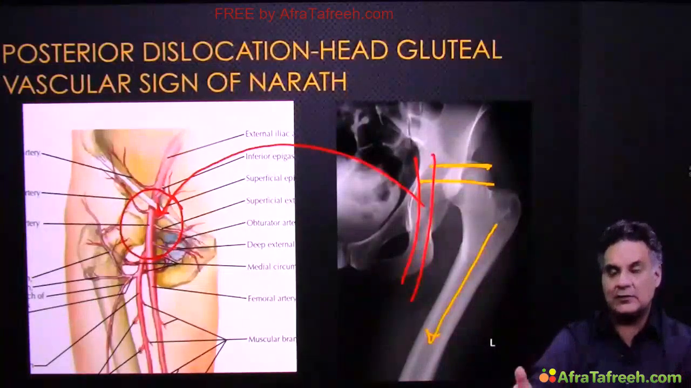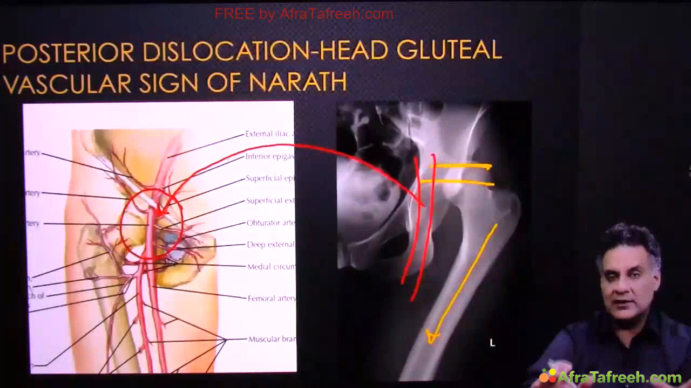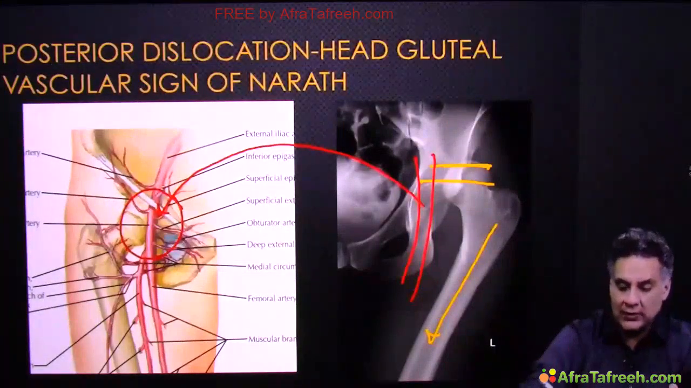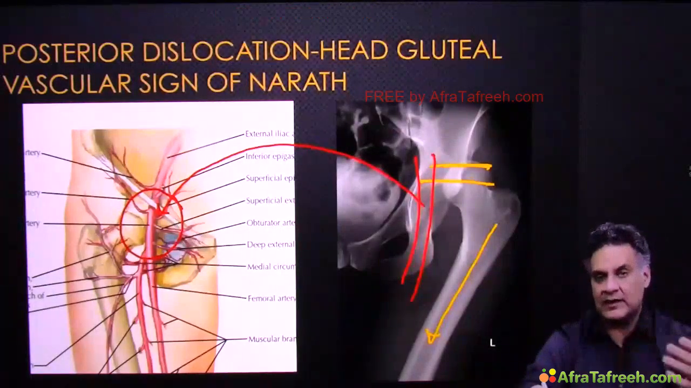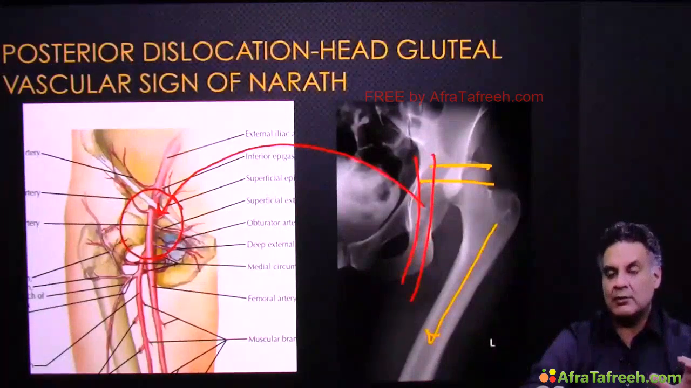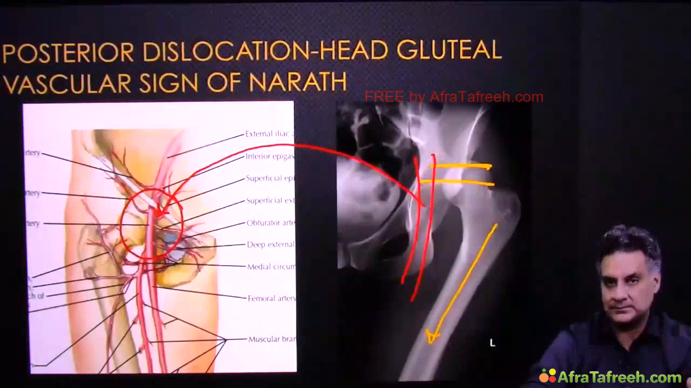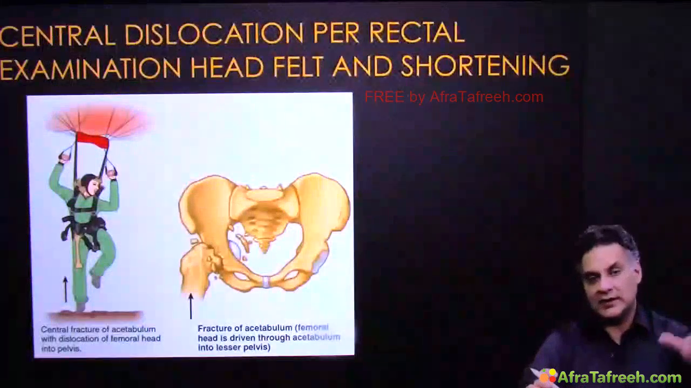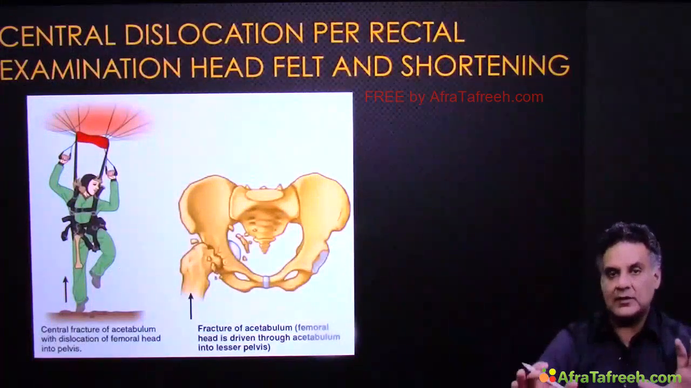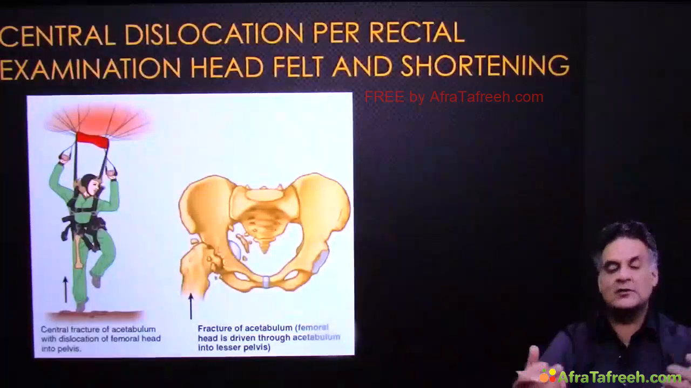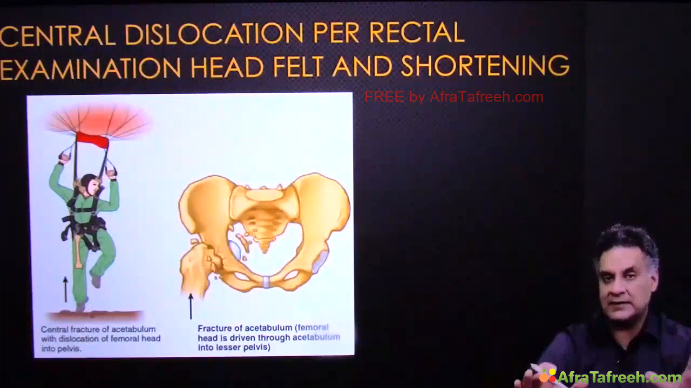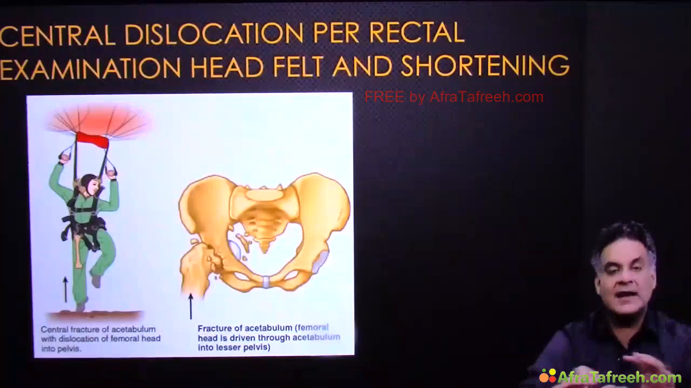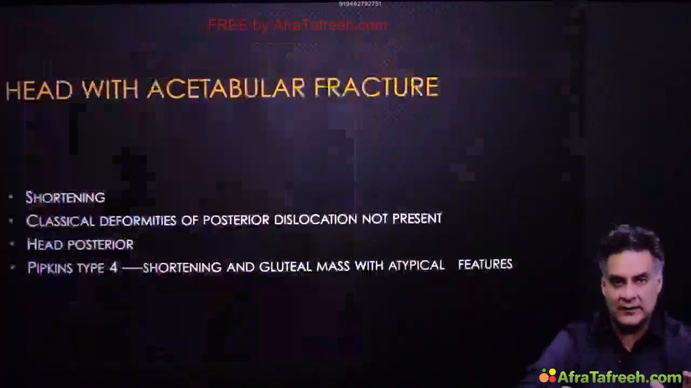In posterior dislocation, the vascular sign of Narath is positive because there is no surface to palpate the artery. The femoral artery pulsation is not felt in posterior dislocation. When there is a vertical force and the head goes into the pelvis, it is called central fracture dislocation, also called central dislocation. The head is felt on per-rectal examination, with shortening and atypical features, neither Faber nor Fadel.